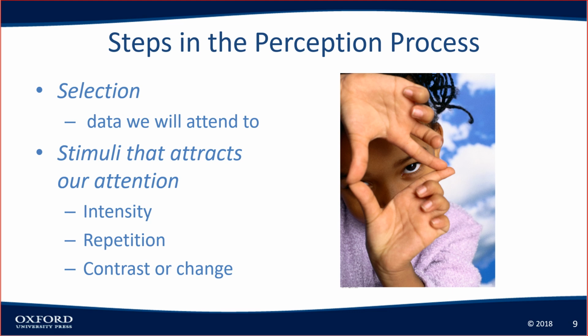What is the perception process? There are 4 steps in the perception process. Selection, which involves the data that we attend to. What draws my eyes? Is it the red dress? Is it the painting on the wall? What attracts my attention? That intensity I mentioned earlier, the repetition, and the contrast or the change. So my selection is what I see at first.